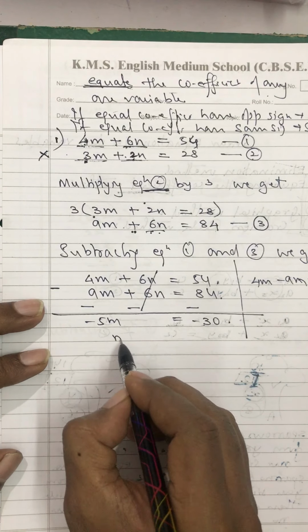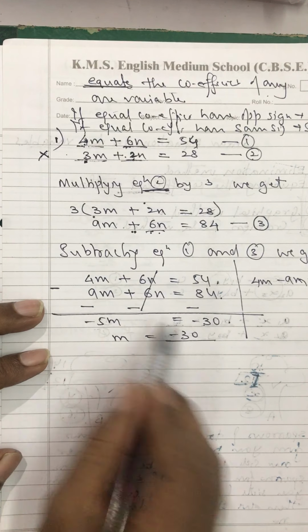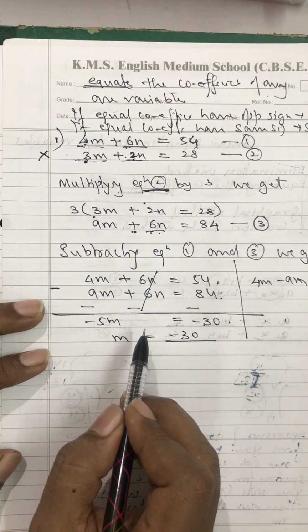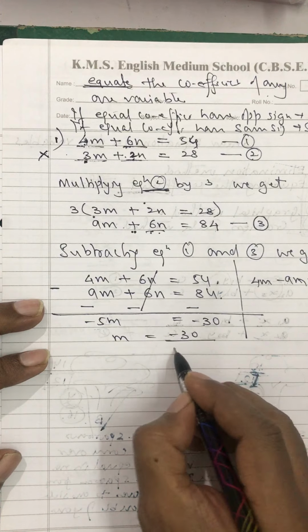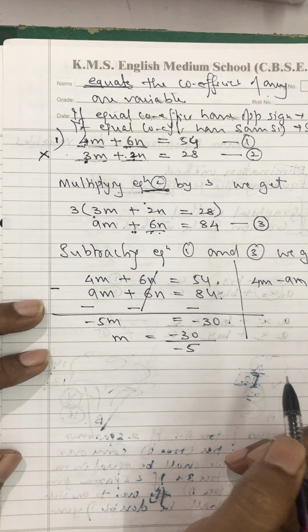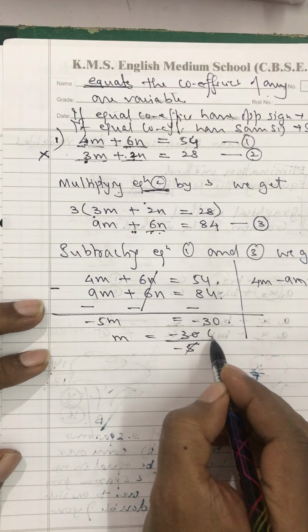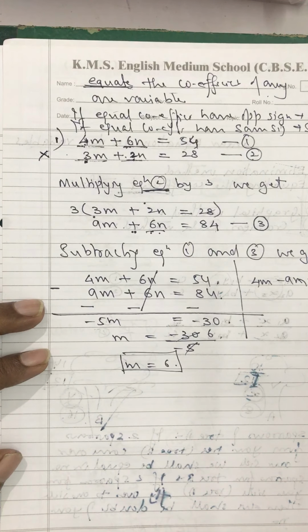Fine. Now m is equal to what? Remember, minus 30. This minus 5 will go and divide on the other side. When a coefficient shifts to the other side, the operation changes. Only the operation changes, not the sign. So minus 5 will remain minus 5 over here. Only when you shift the term, the sign changes. When you shift the coefficient, the sign doesn't change. 5 6s are 30. So m is equal to 6. So you have found the value of m.